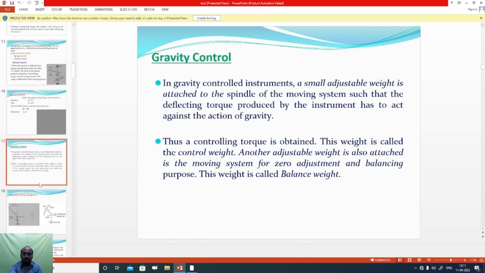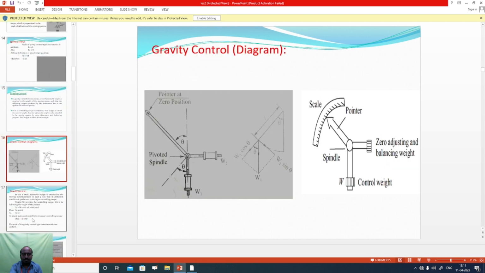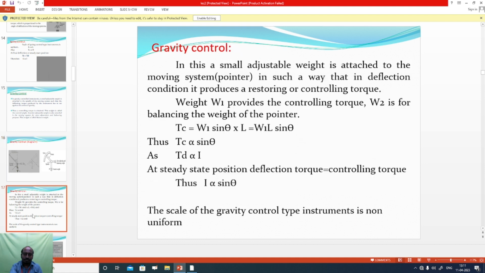In the gravitational control, we have seen there is a control weight which is attached to the spindle. That is another balance weight. This control weight provides the gravitational control which is necessary for controlling the movement of the pointer to go further. At the steady state position, the deflecting torque is equal to the controlling torque. At that time the current is proportional to sin theta, the angle of deflection.